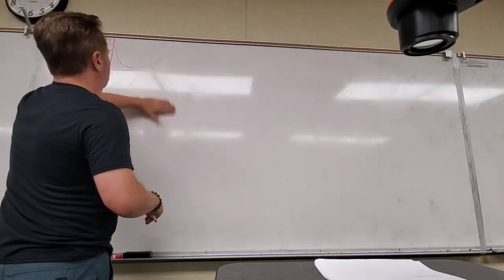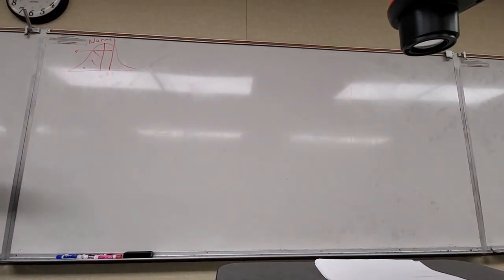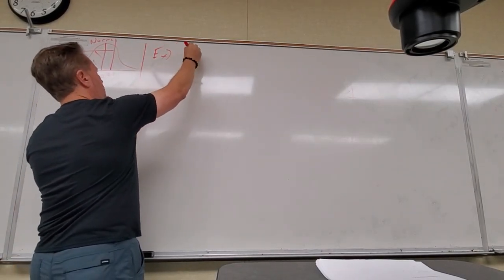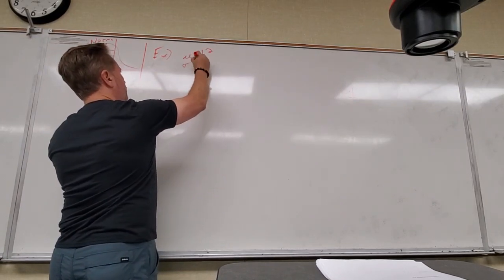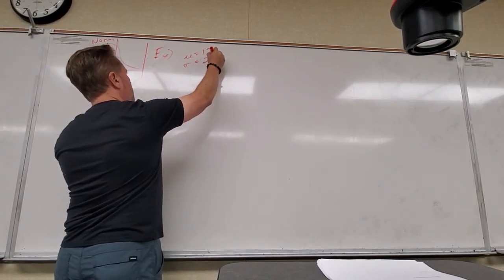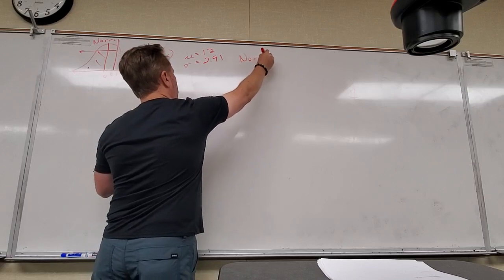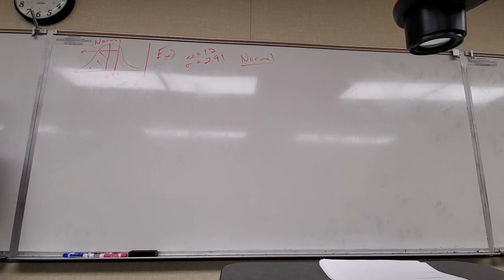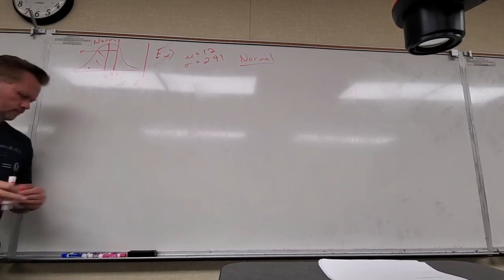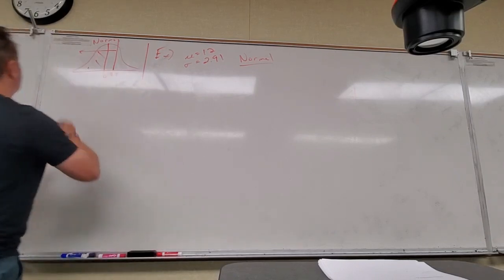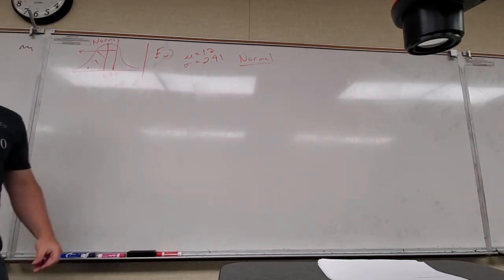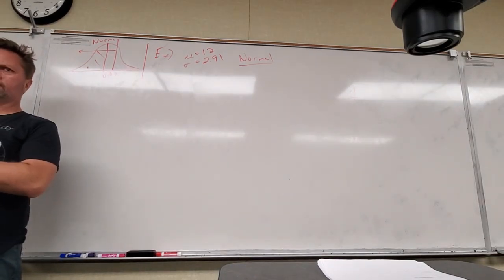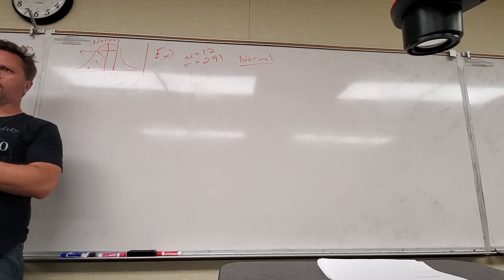All right. So let's actually do a problem then. If I say the mean is 12 and the standard deviation is 2.91, and I tell you it's normally distributed, can you guys just take a second and draw the picture for me? Just draw the picture.